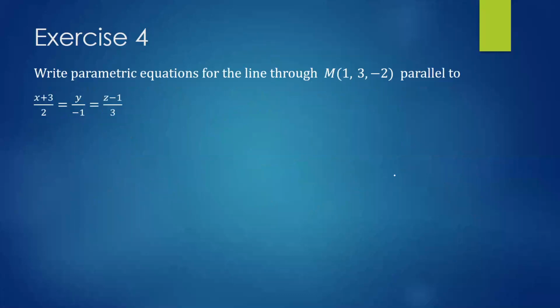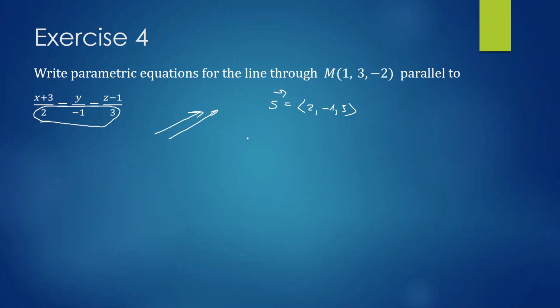Parametric equation, parallel: this will be something very simple, because we see that it is parallel to this line, it means we already have the direction vector. It must have, or it can have, the same direction vector. So the direction vector will be 2, minus 1, 3. And the point is 1, 3, minus 2.